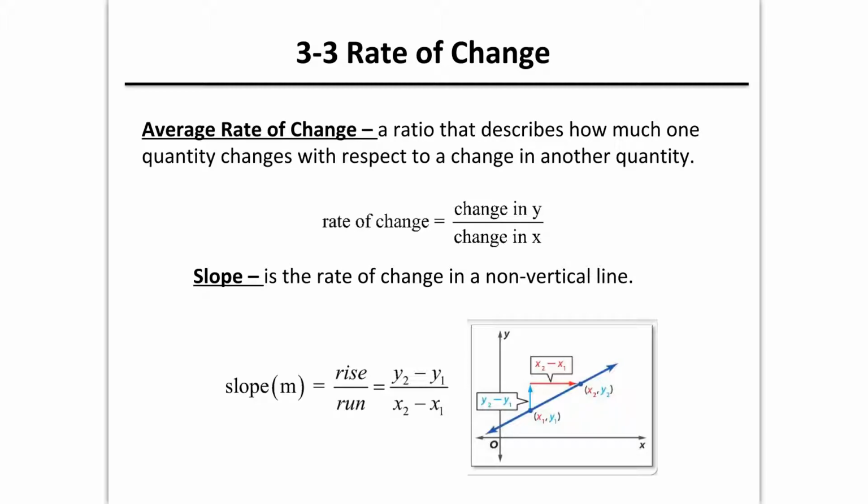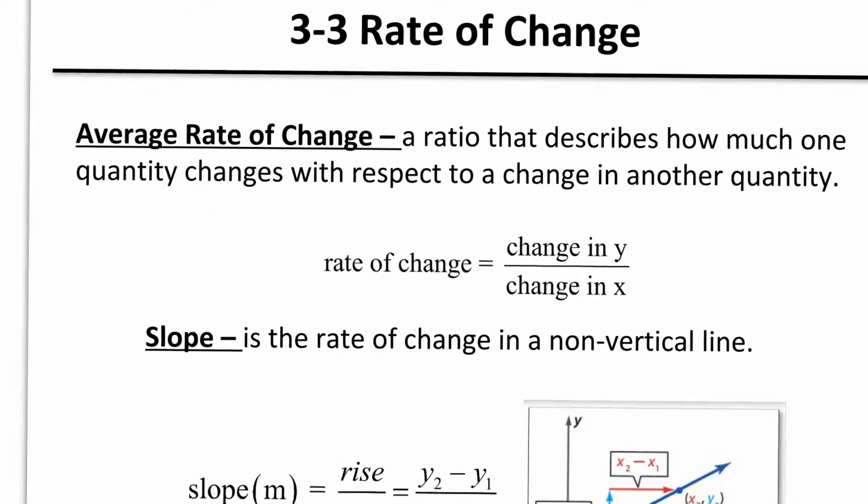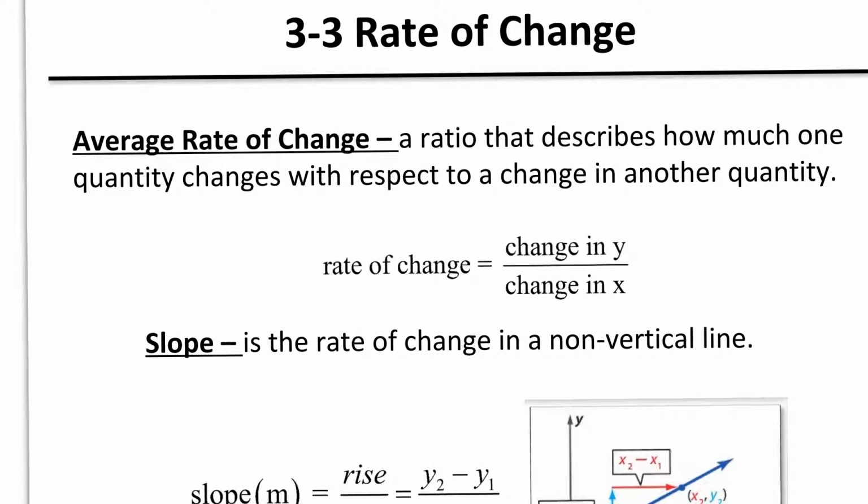So let's go ahead and look at what rate of change is, and we are going to transition from rate of change to slope. So first, let's understand average rate of change. When we have a ratio that is describing how much one quantity changes with respect to another quantity, that is the average rate of change. The keyword is changing. So when one quantity changes over another quantity, that is the average rate of change.